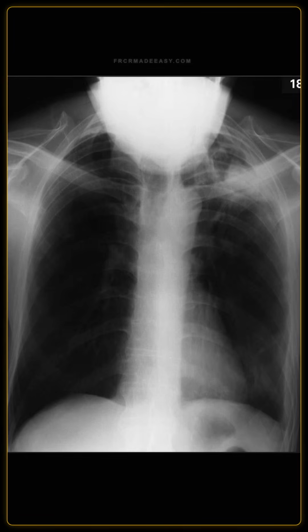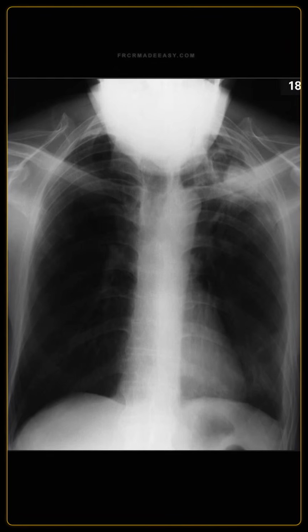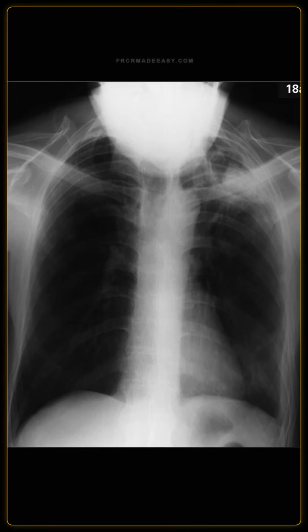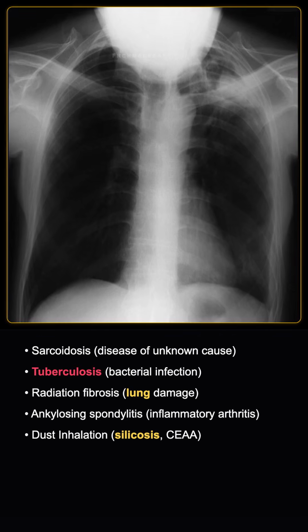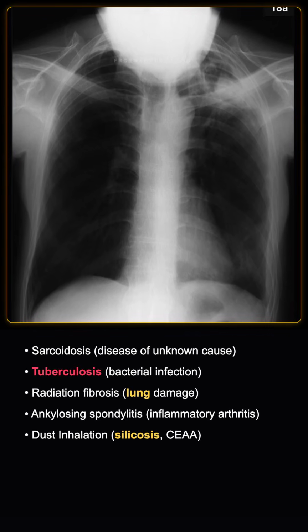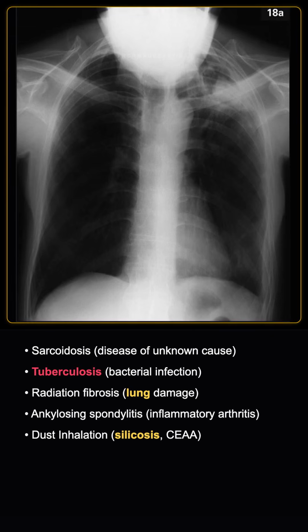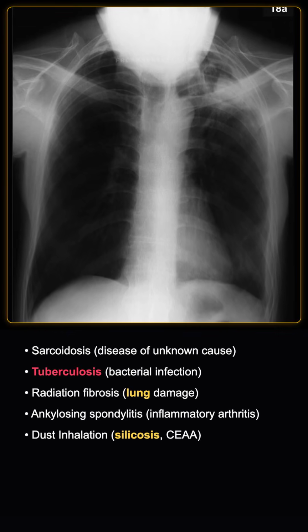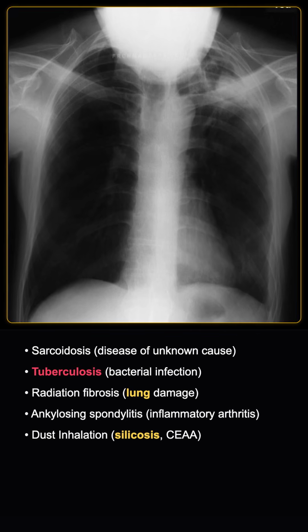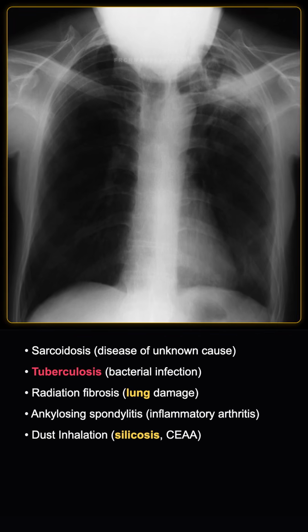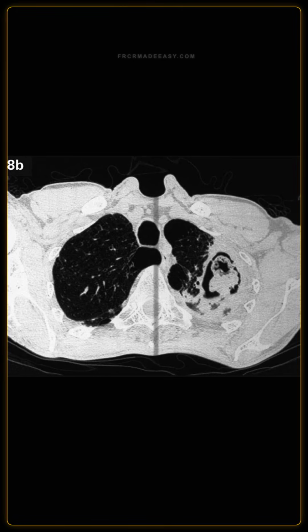What is the differential diagnosis for upper zone predominant pulmonary fibrosis? A useful mnemonic is STRAD, which stands for Sarcoidosis, Tuberculosis, Radiation fibrosis, Ankylosing spondylitis, and Dust inhalation, including silicosis or chronic extrinsic allergic alveolitis. Let's review the cross-sectional findings.